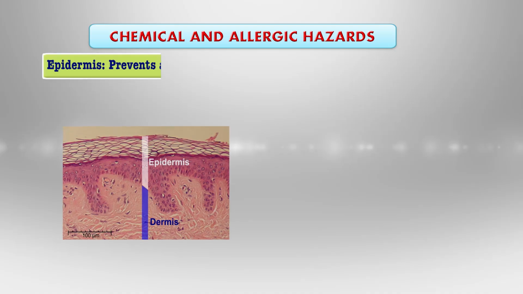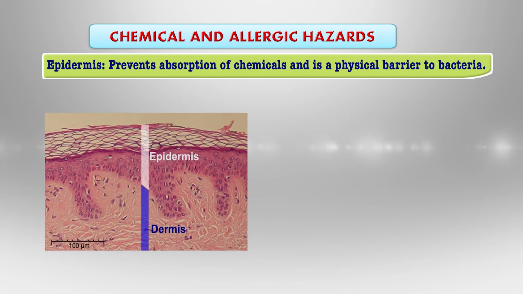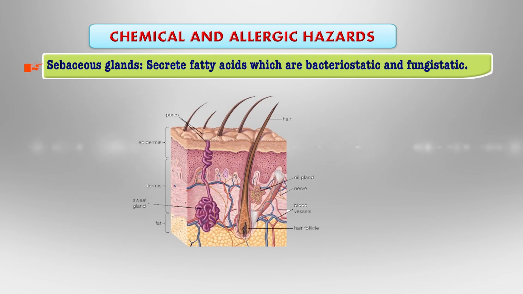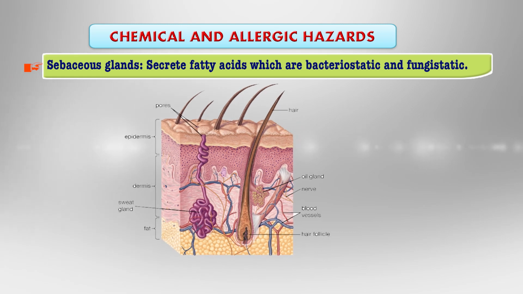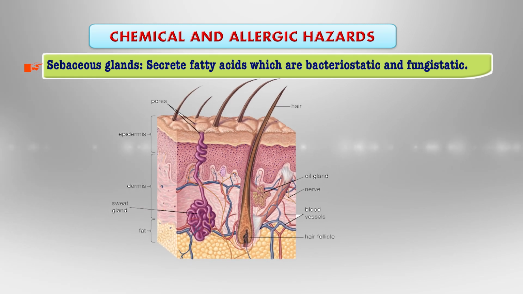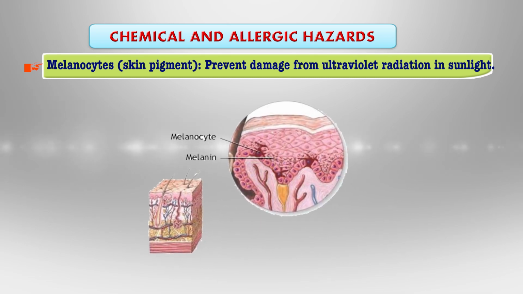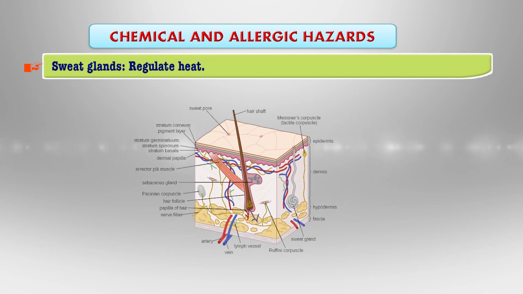The epidermis plays a critical role in skin permeability, and below the epidermis lies the dermis, a collection of cells providing a porous, watery and non-selective diffusion medium. Intact skin has a number of functions. The epidermis prevents the absorption of chemicals and is a physical barrier to bacteria. Sebaceous glands secrete fatty acids that are bacteriostatic and fungistatic. Melanocytes produce skin pigment that prevents damage from the ultraviolet radiation in sunlight. Sweat glands regulate heat.